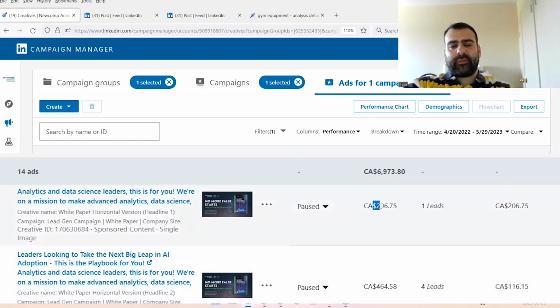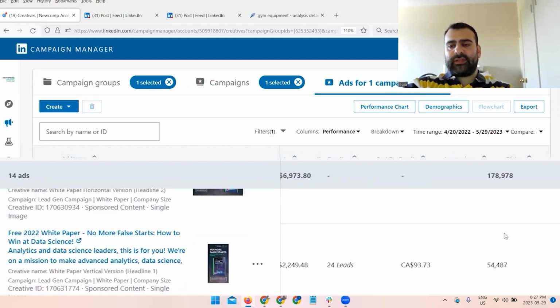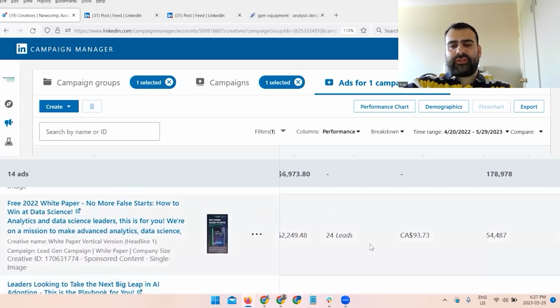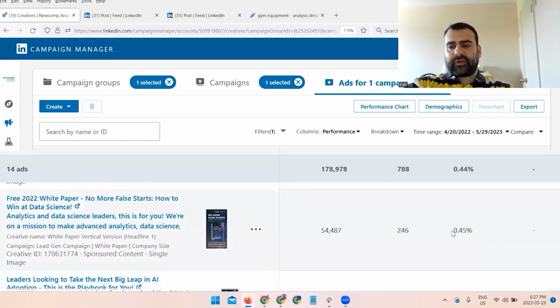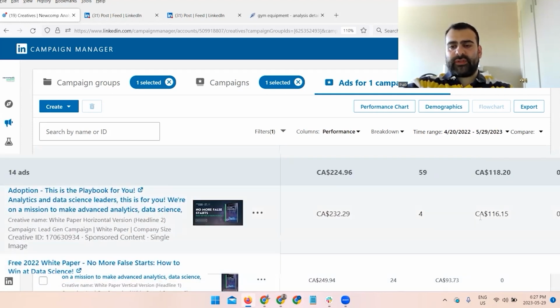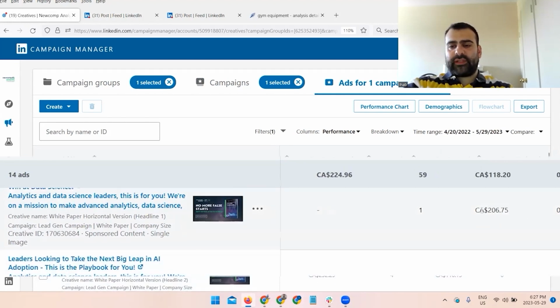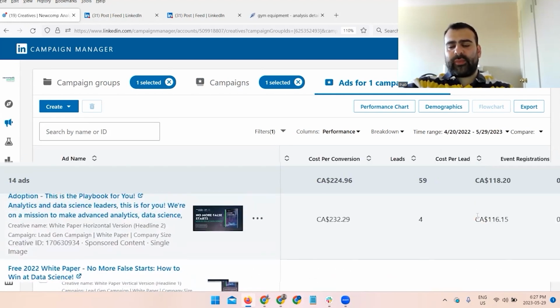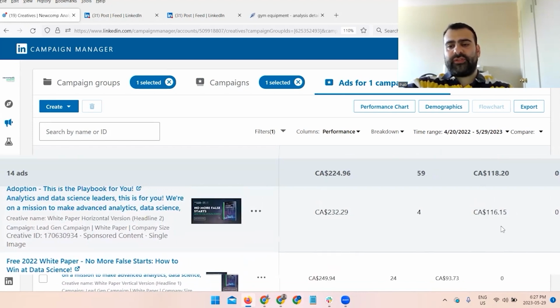So here's the same thing. Every ad will tell you how much it spent, how many leads it got, and that's how I analyze and see if I pause anything. So this one had the best cost per lead, I guess. It was $93. Compared to other ads, this one was more expensive, so this one I would pause first. Maybe this one, keep my eyes on it. If it's also going to be above 200, then pause it.